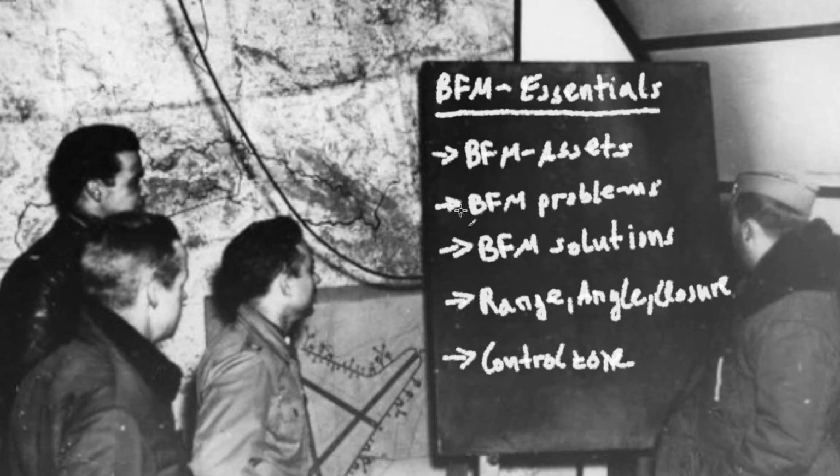Then I want to talk about the topic BFM problems and BFM solutions, because that's essentially what it's all about when two opponents try to get onto each other's six to shoot each other down. Within that topic we have the special terms range, angle and closure, or closure rate, and we shall see what that's all about. And last but not least, I want to talk a little bit about what the control zone is and why it's so important for BFM.